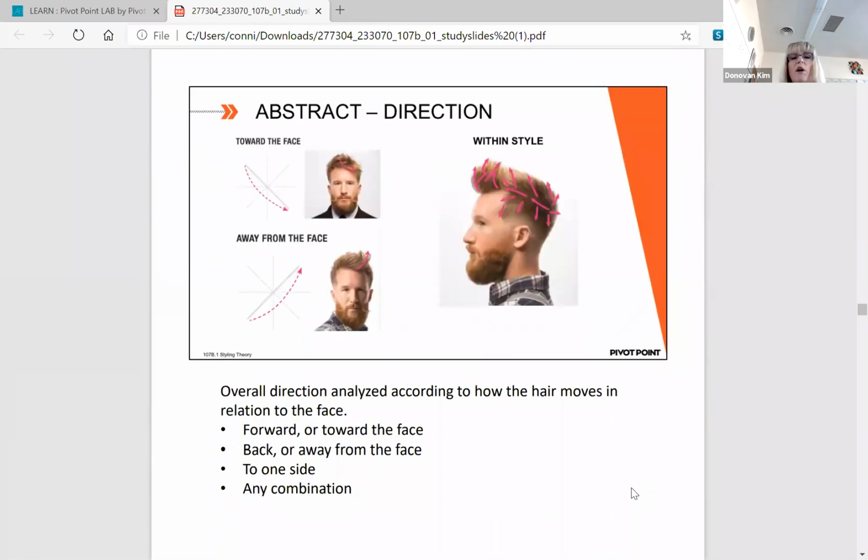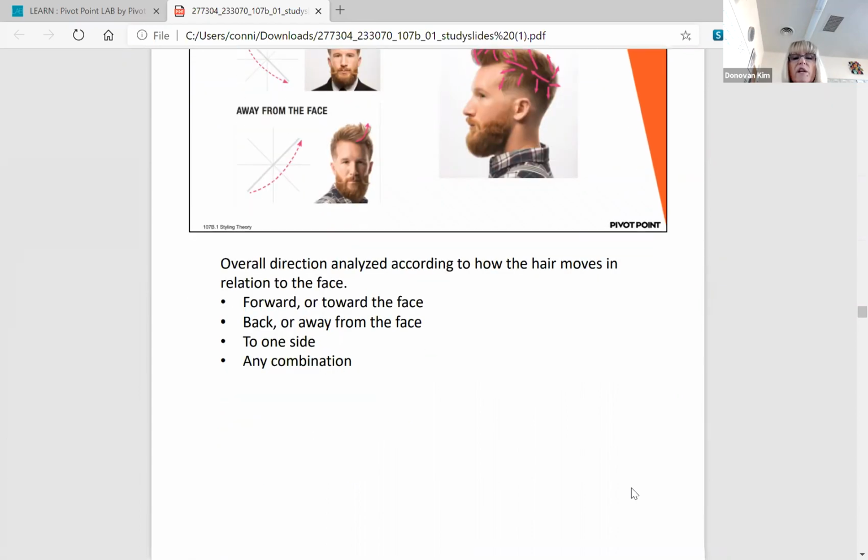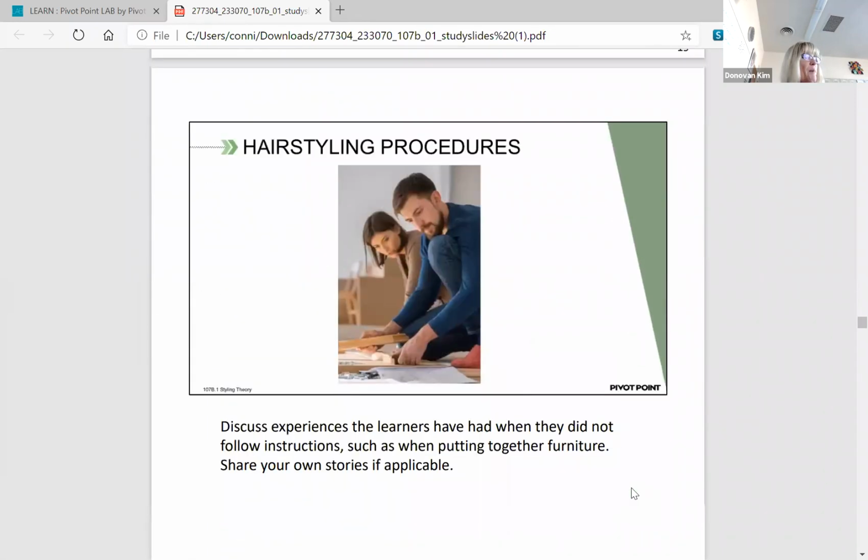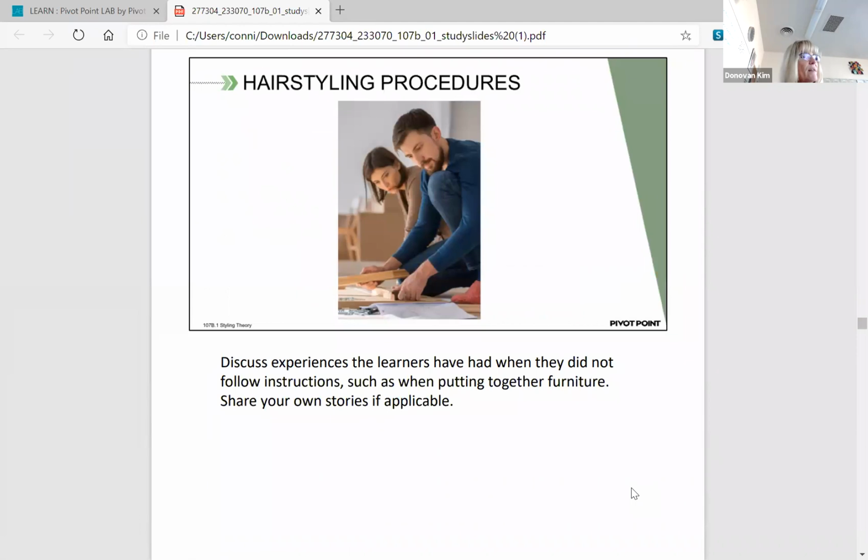Okay, and when we're looking at our abstract direction, how's it going? Forward, back, side, up, down, or any combination of those. Away from the face, towards the face, what are we doing with it? Some other words people might use to describe the type of haircut they want to look out there in the world would be a classic one, or a sleek look, maybe more modern or trendy, and then some more of a relaxed look. So here are some of the different definitions.